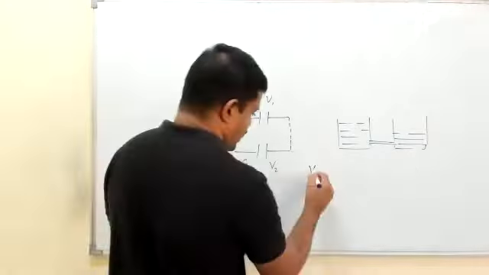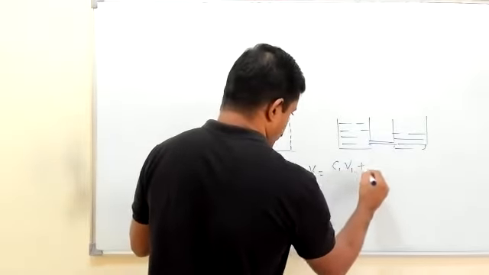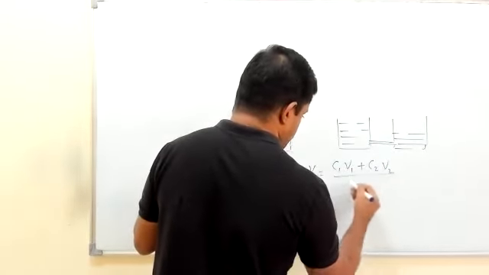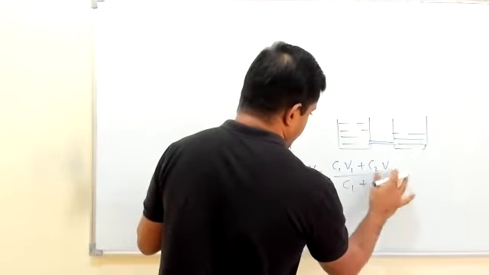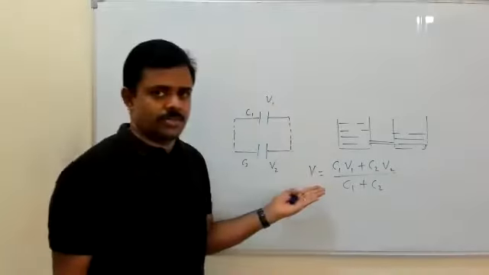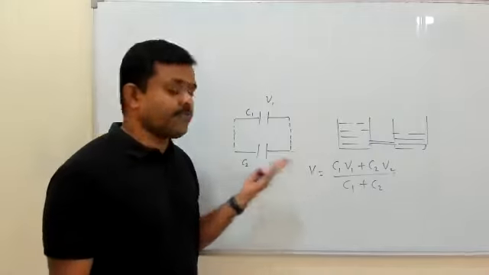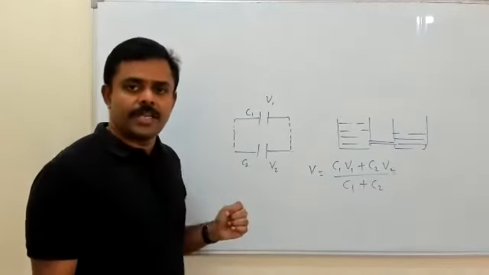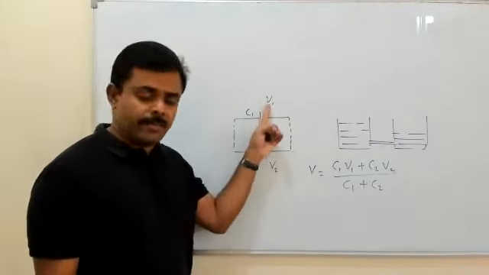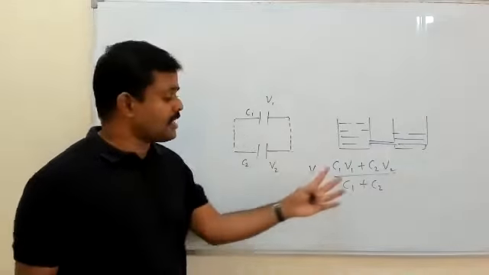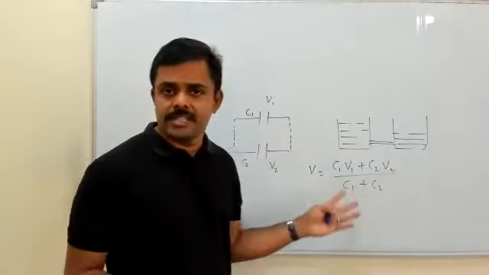So the question is to find the common potential. What is the equation for it? C1 V1 plus C2 V2 by C1 plus C2. I'm not doing the numerical today because it is all direct substitution. They'll ask you to find the common potential. Everything will be given: C1, V1, C2, V2. You just have to substitute in C1 V1 plus C2 V2 by C1 plus C2.